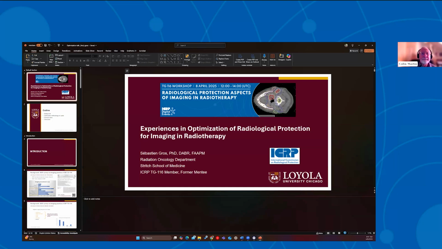So that gives you some idea of what you need to do to collect the dose information, but then got to think about optimization. So Sebastien Gros from Loyola University Medical Center, he's a physicist who's been carrying out some optimization studies, also looking at image quality. And so I'll pass on to Sebastien to say something about this optimization process.